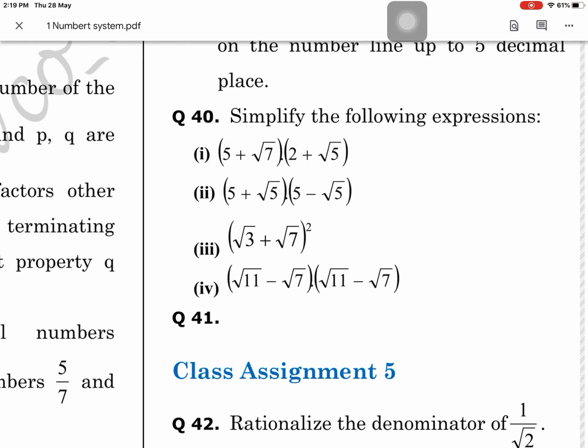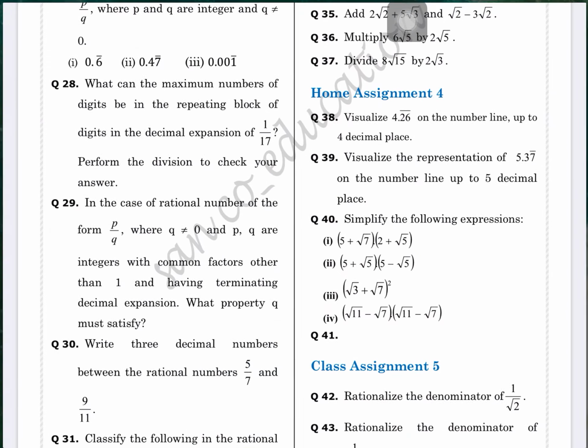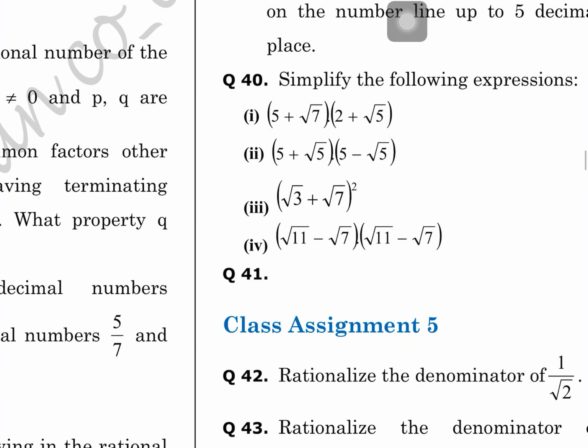Root 11 minus 7, root 11 minus 7. Okay, and this is 1, and root 11 minus root 7. You just may say this, root 11 minus 7. Is that clear? However, some of the students have done this question, but some students are still unable to solve the questions right now.